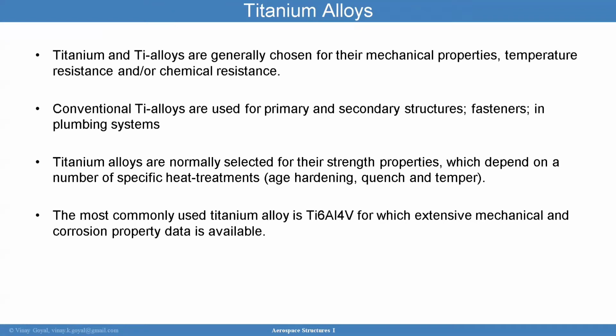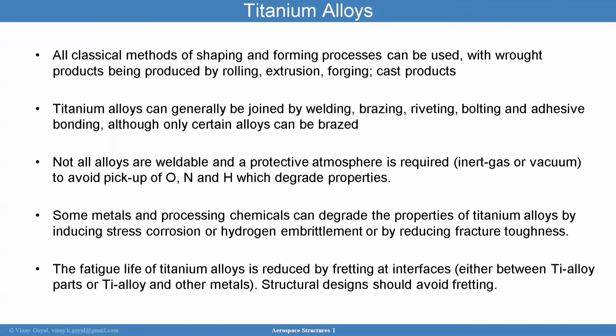Titanium alloys are normally selected for strength properties and depend on a number of specific heat treats like hardening, quench, and temper. The most commonly used titanium alloy is titanium 6Al-4V, and it is extensively used because of the mechanical and corrosion property data that's available. It can act brittle, so you have to be careful.